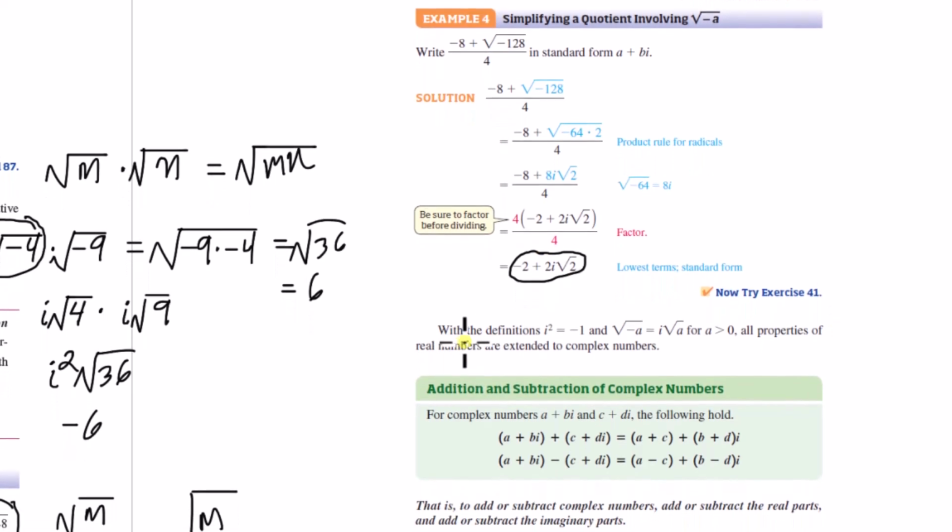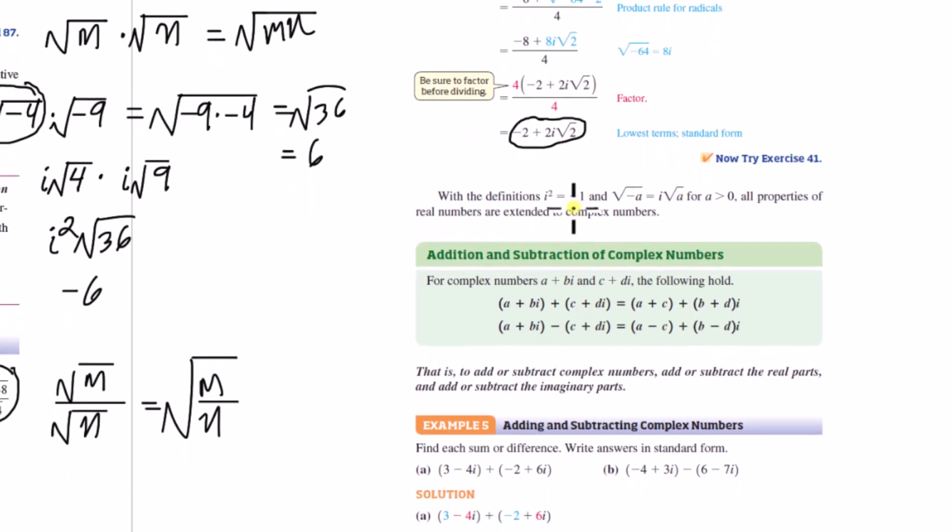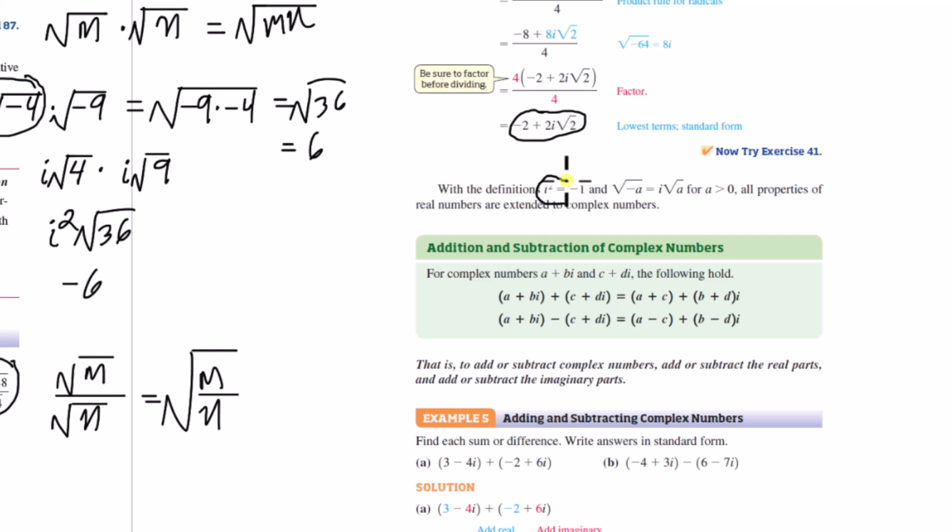Now, with the definition that i squared is equal to negative 1, you can think about how that's kind of an all-encompassing definition, because the square root definition is only based on the principal root, which returns the positive. But it doesn't matter, I just want to point that out. So with this definition that i squared is equal to negative 1, and that the principal square root of negative a is equal to i times the principal square root of a, all properties of real numbers are extended to complex numbers.